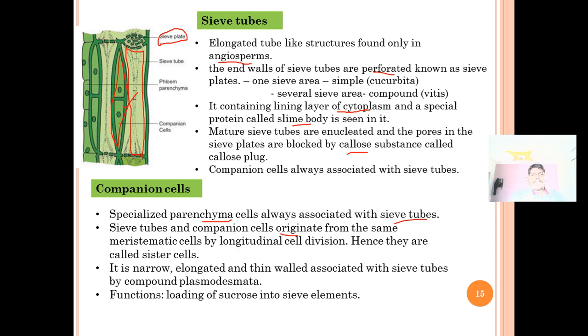After the origin, the meristematic cell divides and forms sister cells. One forms the companion cell, another forms the sieve tube. The companion cell is always associated with sieve tubes because its main important function is to load the sucrose into the sieve elements.